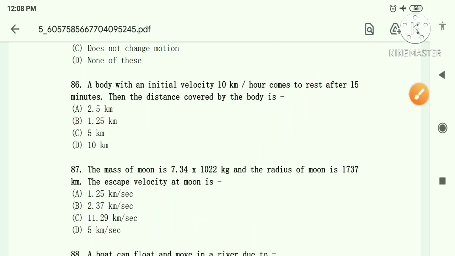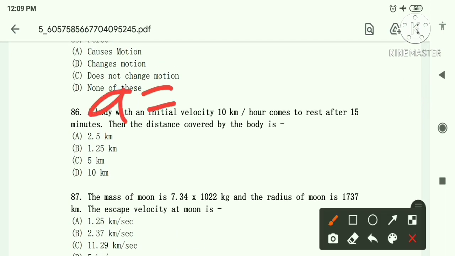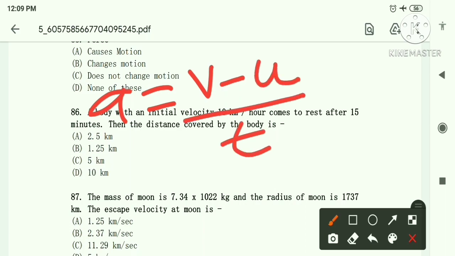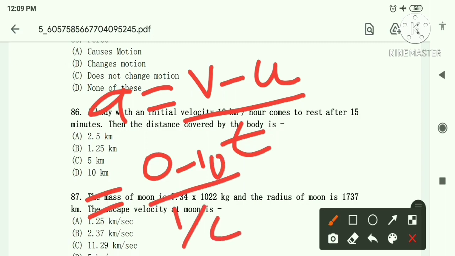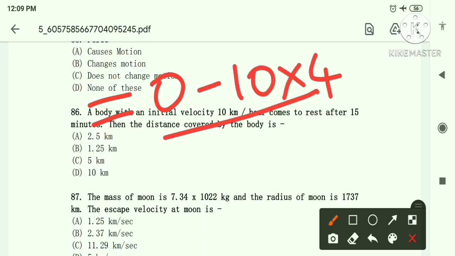We know that acceleration is equal to final velocity minus initial velocity divided by time. Put the values in this. Final velocity is 0 minus initial velocity is 10 km per hour, and time is now 1 by 4. Now put this 4 on the upper side. Here it becomes 0 minus 10 into 4 divided by 1.